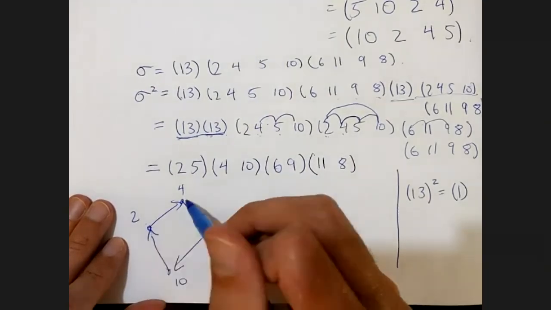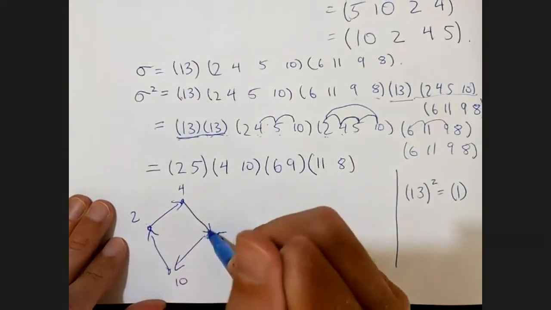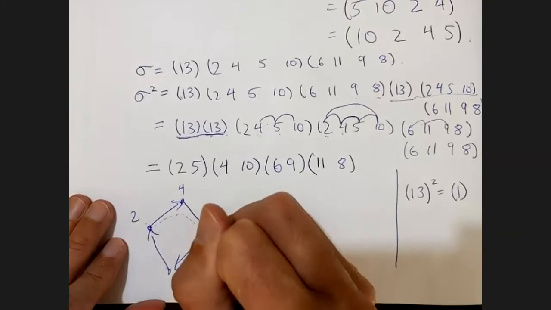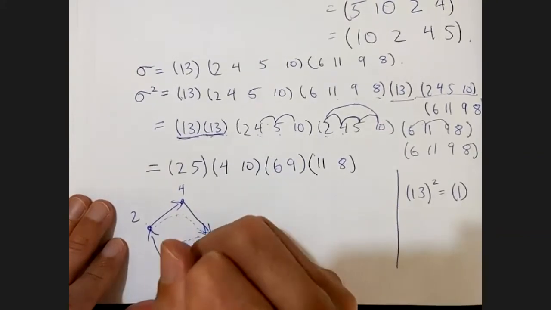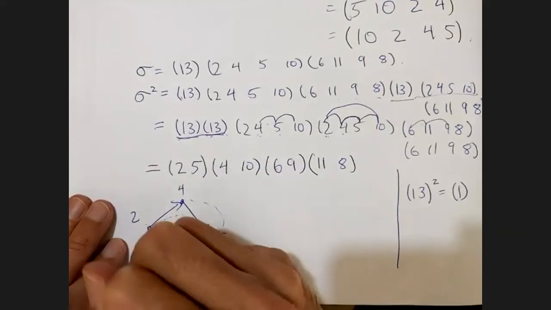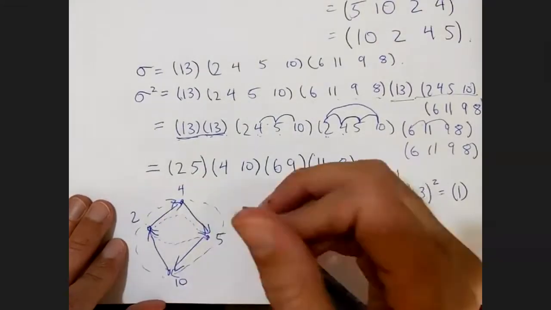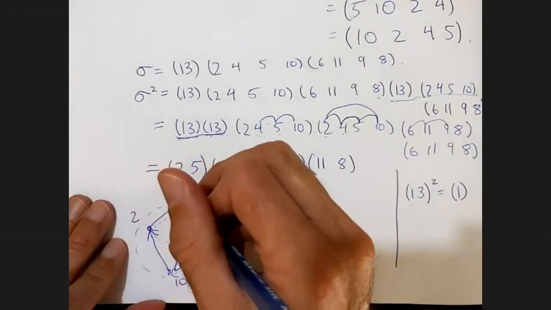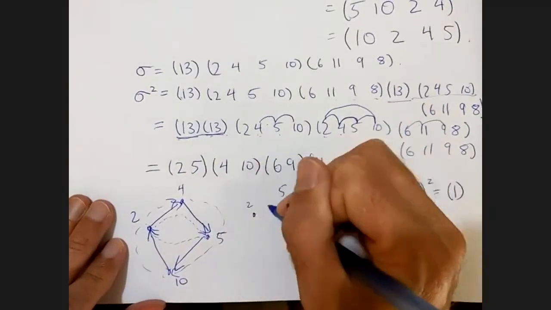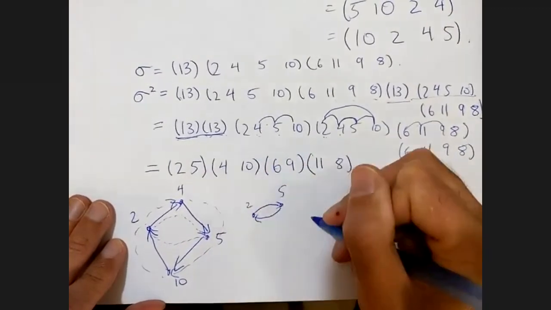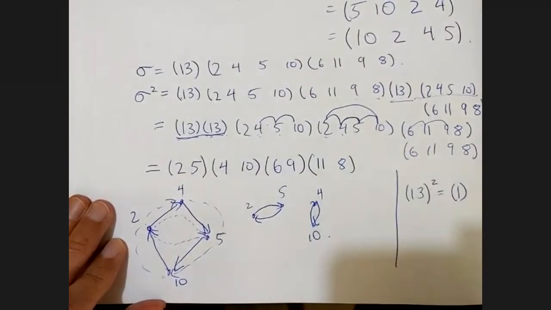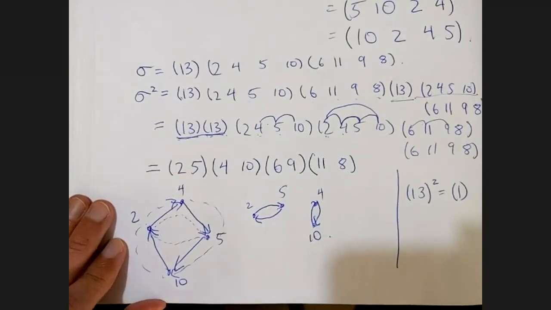So when we do it twice, we follow two arrows instead of just one, right? This dotted line is like sigma squared. And you see by following the dotted lines, this 4 cycle gets split up into 2: there's 2 and 5, and 4 and 10. You can think about what happens with, say, a 5 cycle.